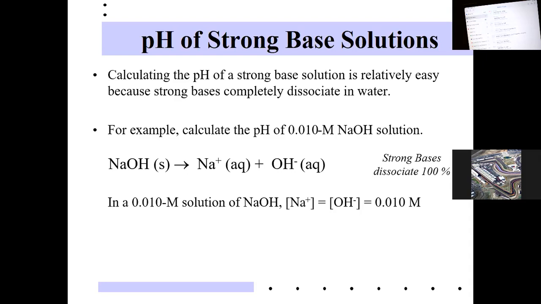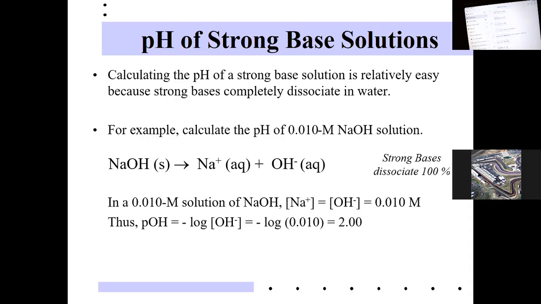The other reason this could have been done in your head is because 0.01 is a very nice number. In scientific notation, 0.01 is 10 to the minus 2. So if it's 10 to the minus 2, then I know right away that the pOH, remember this is hydroxide, the pOH is going to be 2. And if the pOH is 2, then the pH is going to be 12. That's how I could do it in my head.